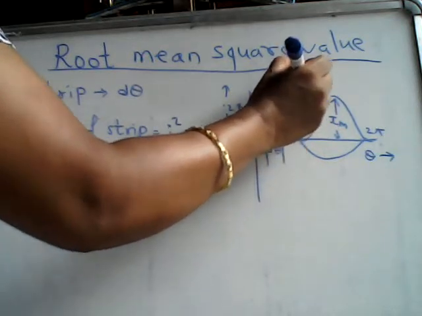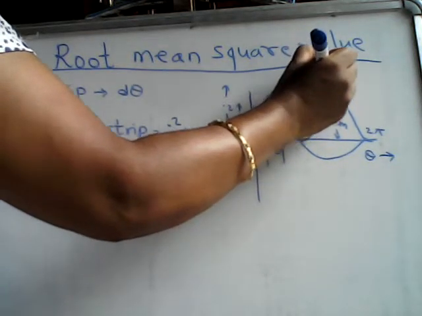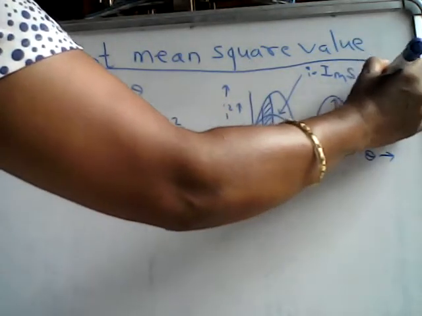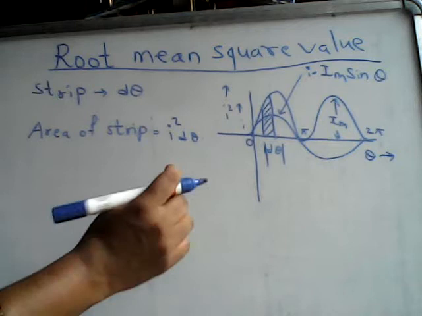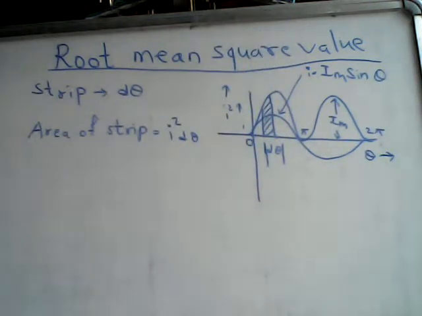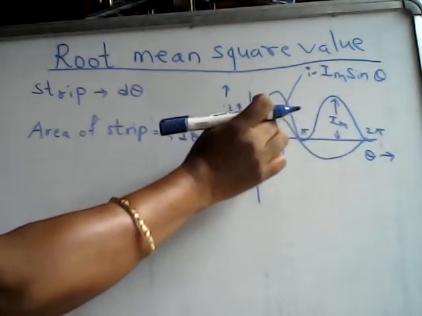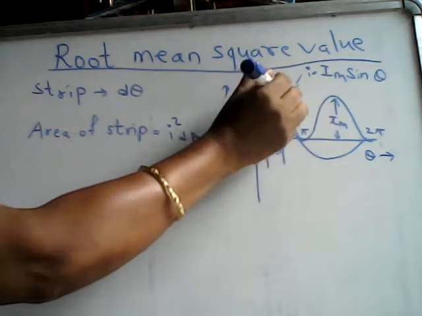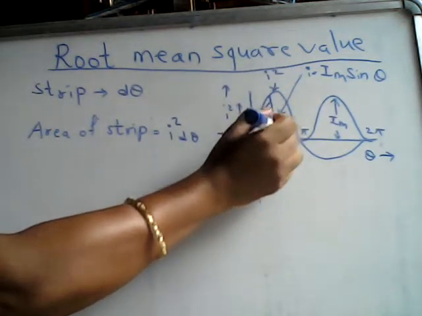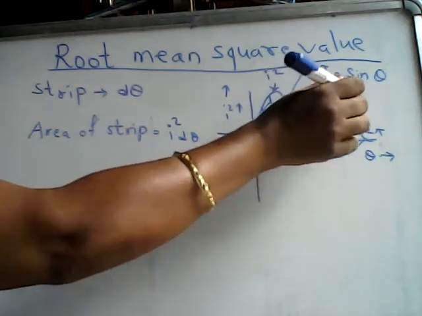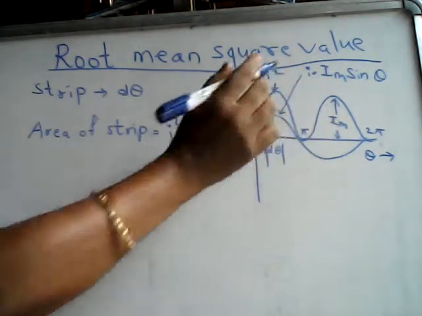And this signal which is shown here, this is I value which is given by I is equal to Im sin theta. So area of strip is given by I square into d theta, and we can measure the area of the strip for first half cycle of squared wave. If we square this current, we will get another waveform which is denoted here, that is I square. Positive into positive is positive, negative into negative, minus into minus is plus. So this value is shown on the positive side. So this waveform is of I square.